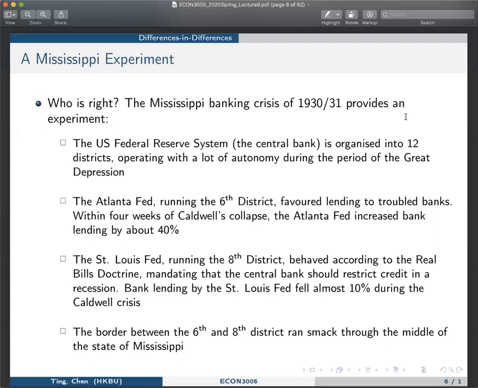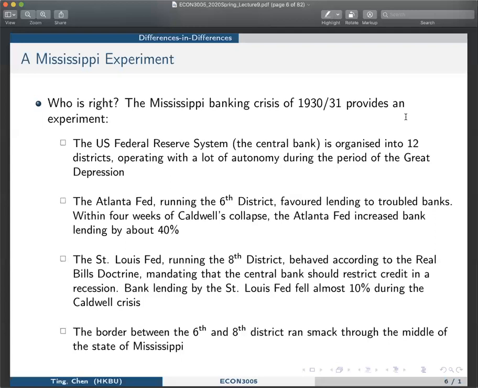Banking crisis. And another important thing about this setting is that the border between the 6th and the 8th districts of the Federal Reserve System actually runs right through the middle of the state of Mississippi. Meaning, because the banking crisis happened in the Mississippi area, part of the banks in this Mississippi area facing the banking crisis belonged to the jurisdiction of the 6th district, okay? And some other banks actually belonged to the 8th district.